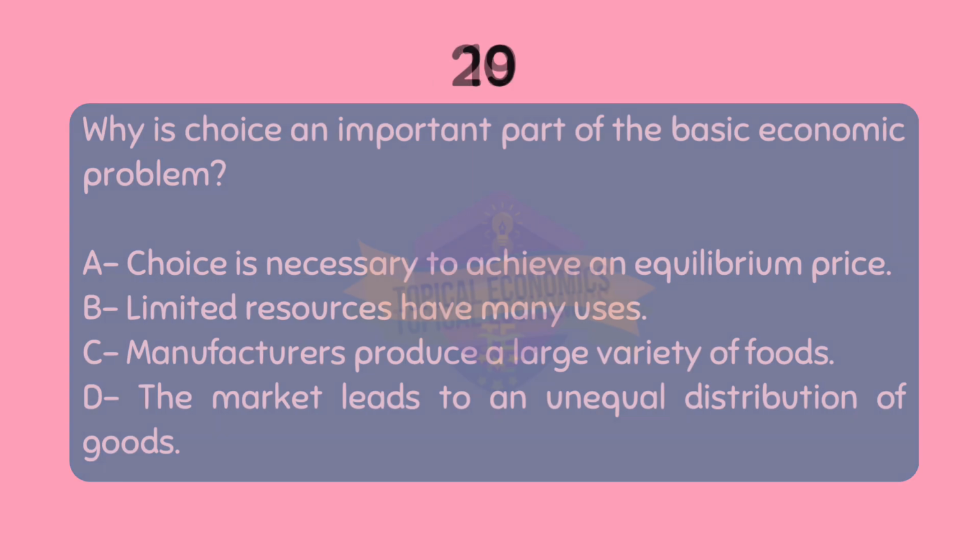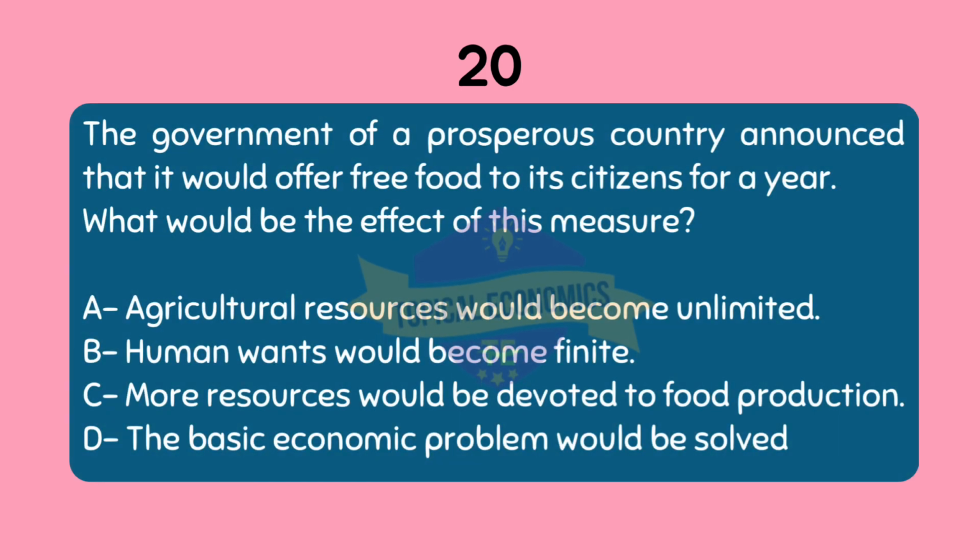Proceeding with the 20th question. The government of a prosperous country announced that it would offer free food to its citizens for a year. What would be the effect of this measure? A. Agricultural resources would become unlimited. B. Human wants would become finite. C. More resources would be devoted to food production. D. The basic economic problem would be solved. This question is from year 2015 October-November version 2 paper. The correct answer for this question is Option C, more resources would be devoted to food production.